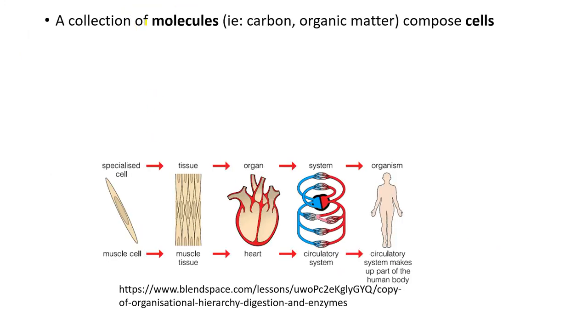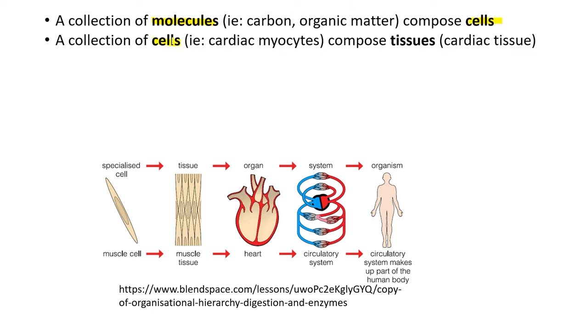So next, let's talk about the hierarchy of cells. So a collection of molecules, so for instance carbon or organic matter, compose cells. A collection of cells, and in this example we're going to be using the cardiovascular system. So the individual cells are called the cardiac myocytes, and these compose tissues. So a collection of cardiac myocytes composes cardiac tissue.